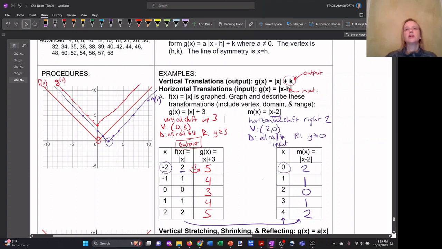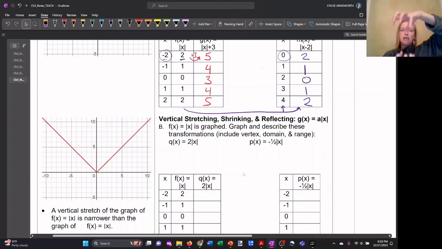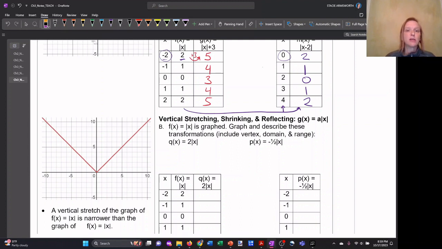All right, let's look at another type of transformation. How about vertical stretching, shrinking, or reflecting? Remember, vertical is in the up and down direction and along the y-axis. So we expect these transformations to occur after the function is evaluated. We expect these transformations to affect the output values. So let's see if that is correct.